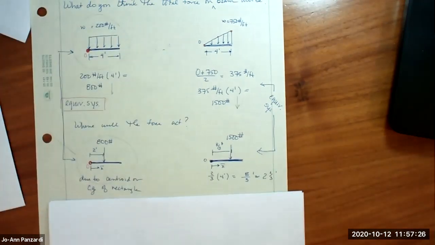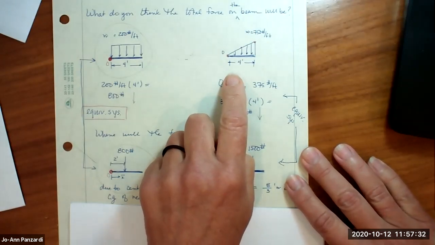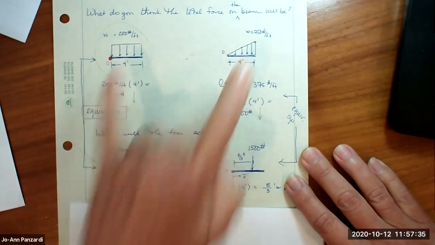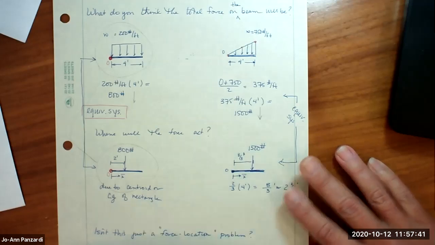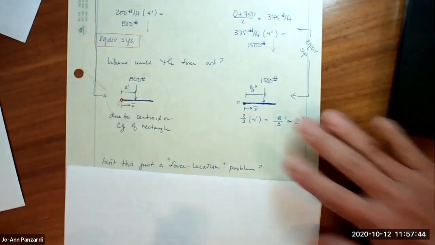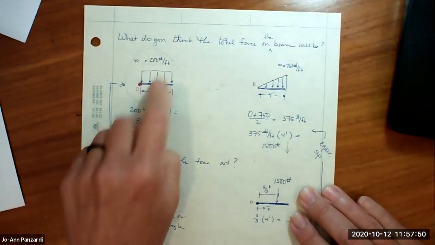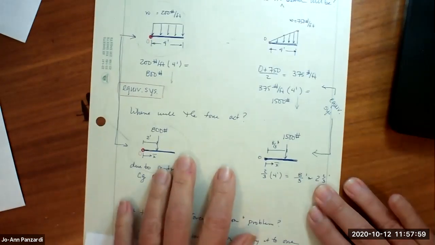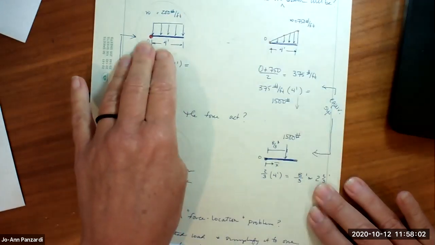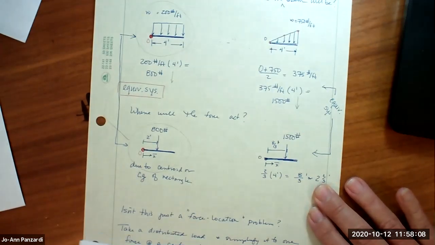So whenever we are given a distributed load, the first thing we're going to do is simplify it from a distributed load to a point load at a certain location. Wouldn't you say that this is really a force location problem? It's taking the total amount of force on each of these two beams and reducing it to a force at a certain location. So whenever I am given distributed loads, I'm going to reduce those distributed loads to a point load at a certain location.